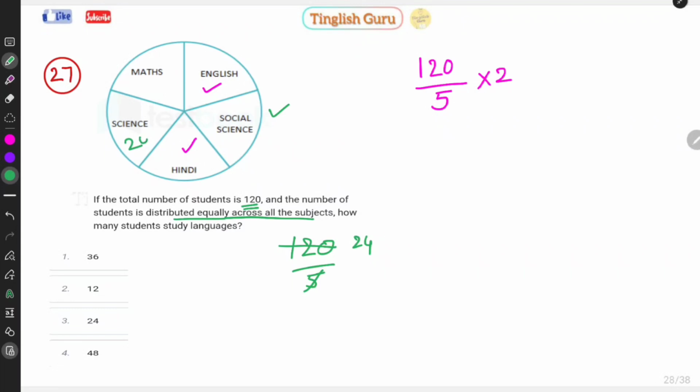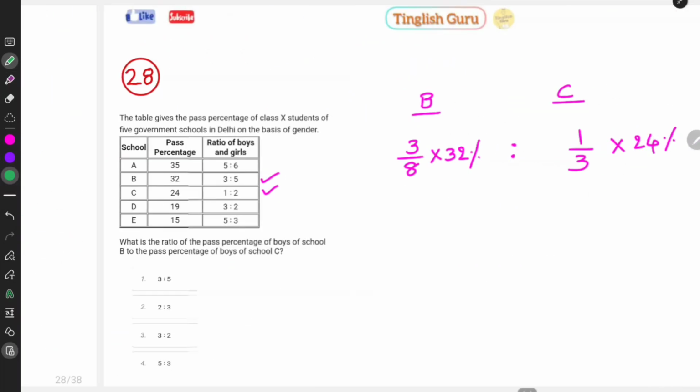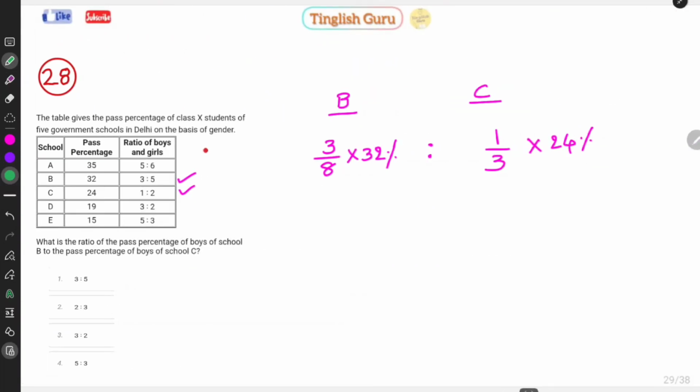So, in each part there are 24 students. And total will obviously be 120. How many students study languages? So, what are the languages? Hindi and English are the languages. So, total how much? Hindi 24, English 24. Total answer is equal to 48, option 4.